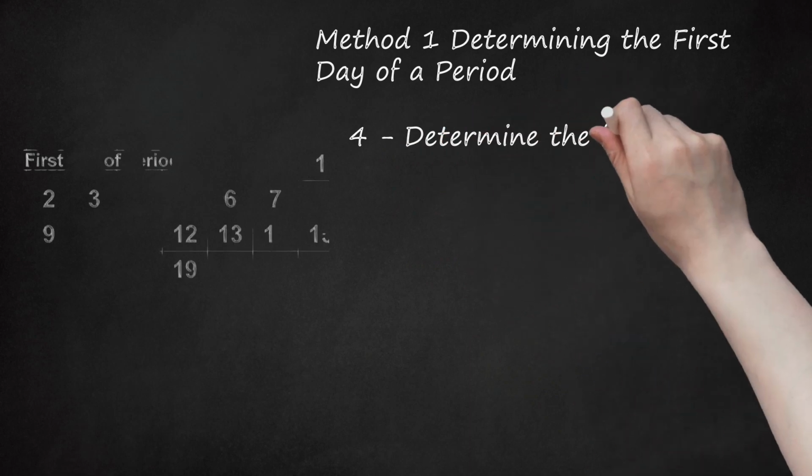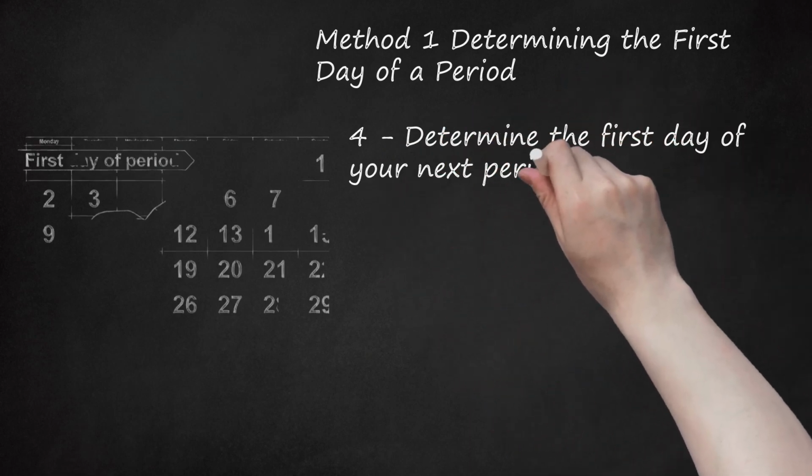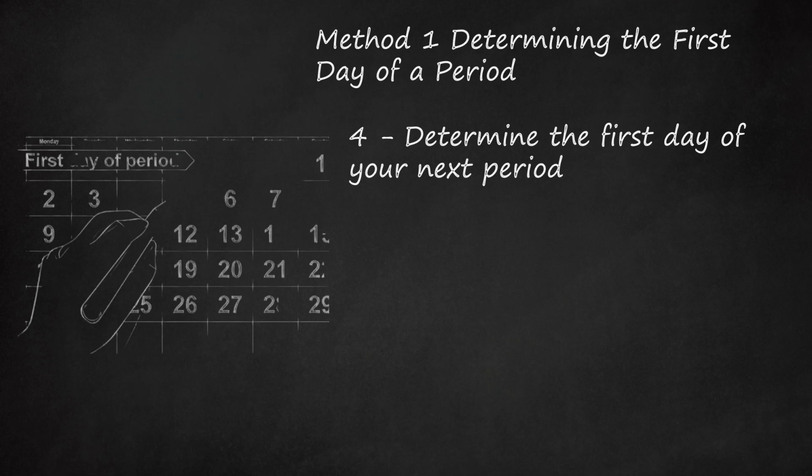4. Determine the first day of your next period. Establishing your cycle length helps you anticipate when your period will start. Once you have tracked your periods and established your cycle length, you can start marking your calendar to determine the first day of your subsequent periods. For example, if your cycle length is 28 days, mark your calendar, starting from the first day of your next period, with an X for every 28 days. This will represent the first day of your subsequent periods.